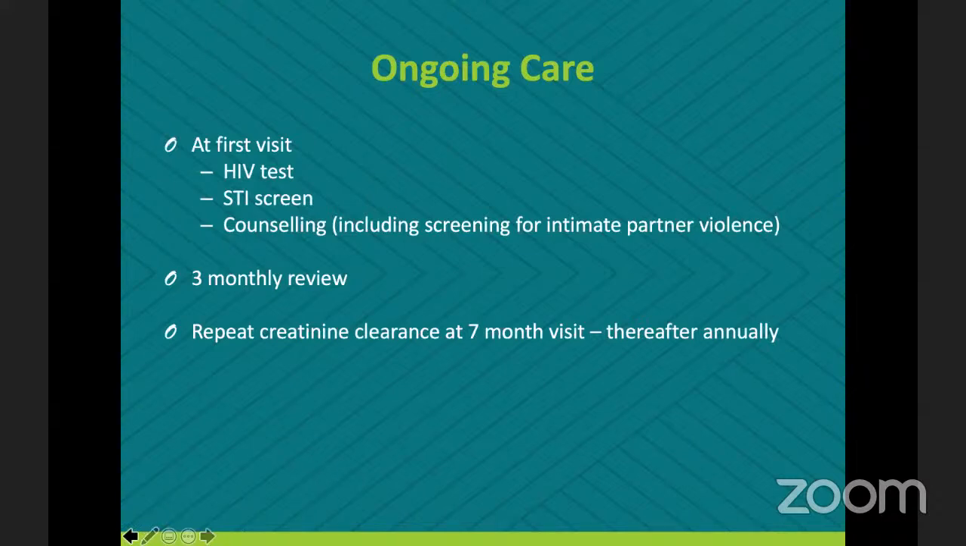Next slide, please. In terms of ongoing treatment, at the first visit after initiation, patients should undergo a repeat HIV test and another STI screen and undergo counseling as outlined above. Patients should thereafter be reviewed 3 monthly. Creatinine clearance should only be repeated at month 7 and annually thereafter, provided it was normal. At each visit, the patient should be monitored for side effects. And here the major side effects would include renal toxicity and decreased bone mineral density, as well as hepatic steatosis or steatohepatitis.